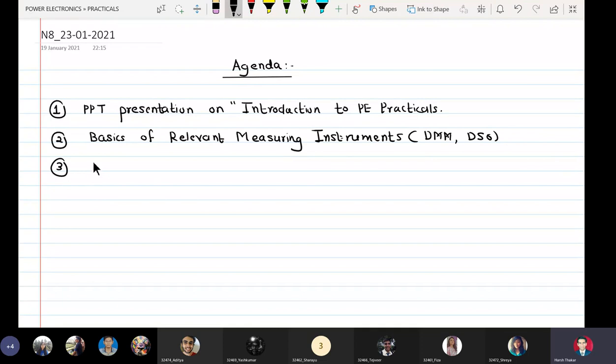Third is I will show you pictures of the PE kits which are available in lab. And last is I will show to you what is called as a ready reference sheet.